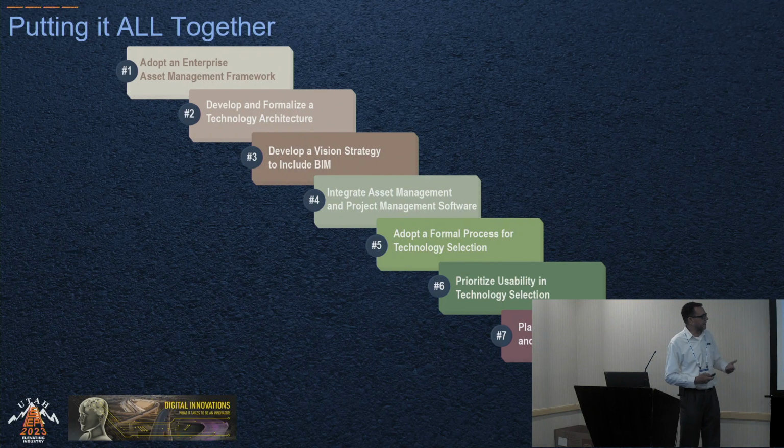So, putting it all together. Adopt an enterprise asset management framework that needs to also include your BIM. Okay? Those information models. Develop and formalize a technology architecture. What are you doing? How are you moving data? What is the purpose of the data?